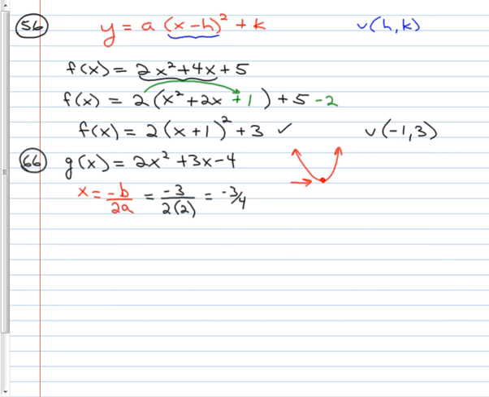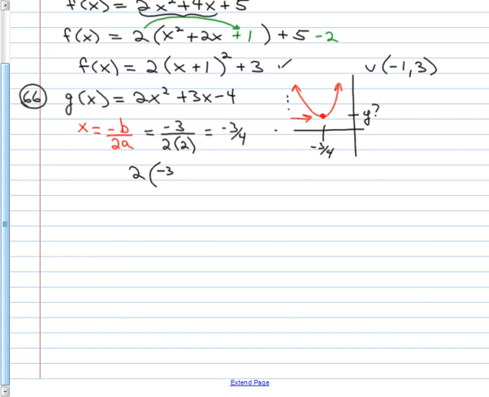Now that just tells me where I am in the x direction. If I'm at negative 3/4, that just tells me the x value is negative 3/4. The minimum value is the y value. That's what I'm trying to find. How do I get it? Substitute it back into the equation.